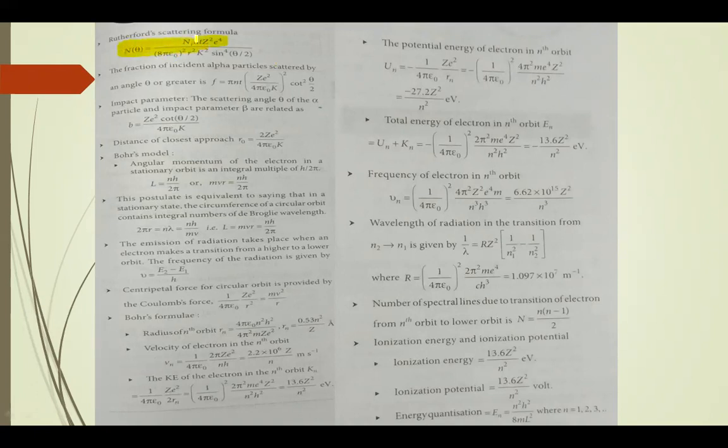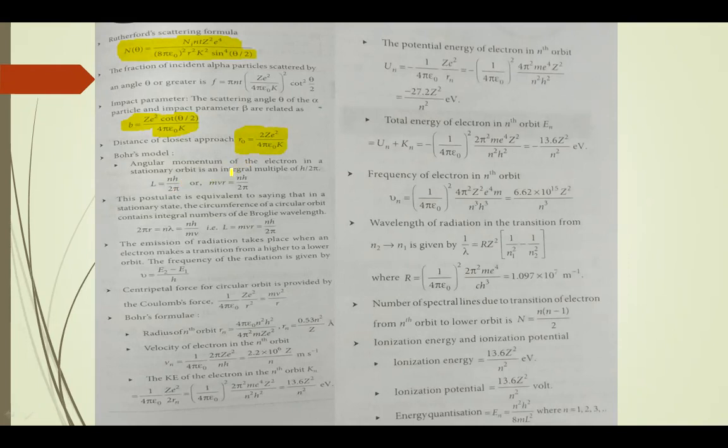N(θ) is equal to n t Z square, where small n is the number of atoms. So n times t times Z square, that formula. Then the impact parameter. That formula is very, very important. What is the impact parameter? You would have studied that in the theory. Then the distance of closest approach is given by this formula, so you have to go through that thoroughly.